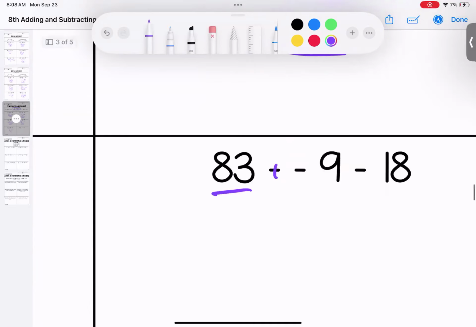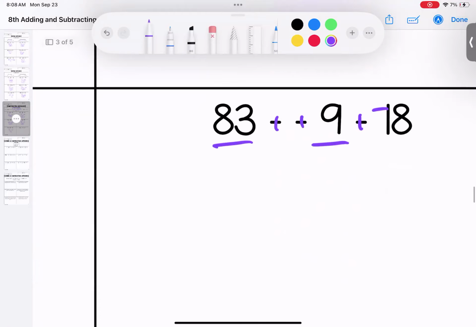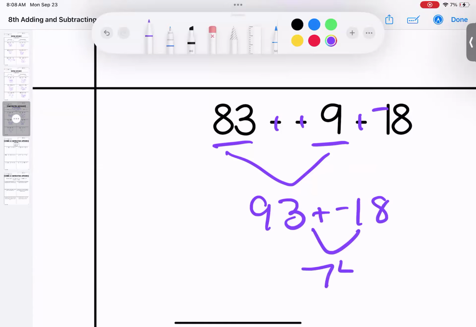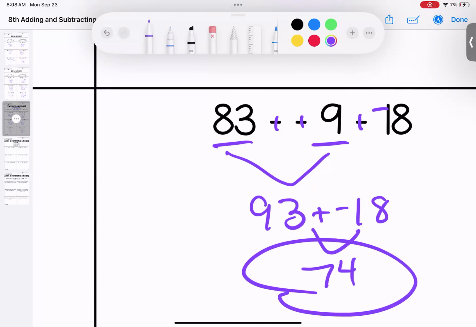Coming down, keep, change, change. Make sure that second number is always becoming its opposite. Same sign, add. Opposite sign, subtract. Positive 74.